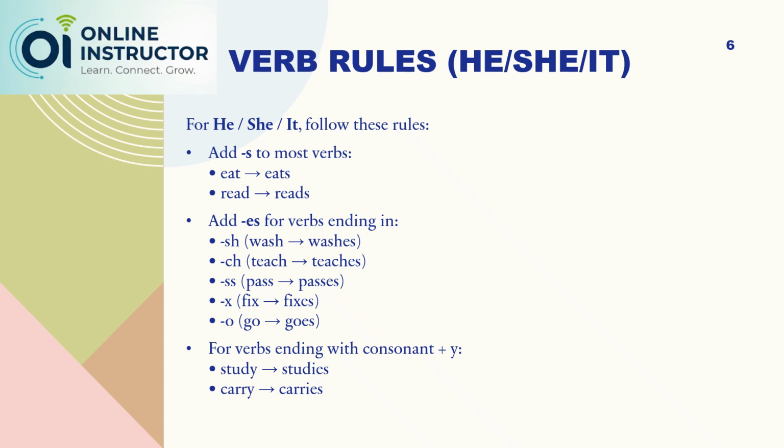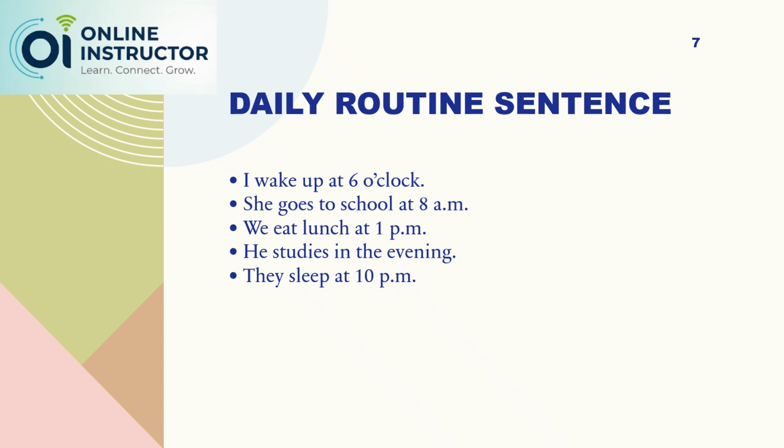Consonant plus y, change y to ies, but if before the y there is a vowel, just add s. Y will not change. These rules help you speak and write correctly when describing someone else's routine. Here are some examples of routine sentences. Notice how the verb changes depending on the subject. This is how we build clear and simple sentences to describe our day.